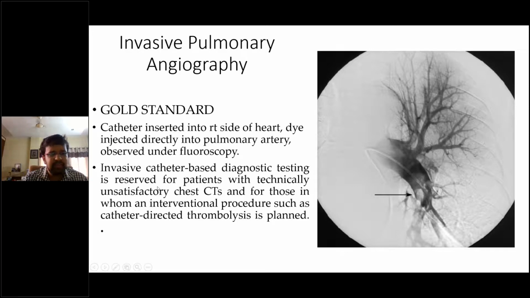Basically कब करते हैं? It is reserved for patients with technically unsatisfactory chest CTs or for those patients in which an interventional procedure has been planned, and वो करते करते you can always do an invasive pulmonary angiography. ठीक है. तो इसमें embolus दिख जाता है. ठीक है. So coming to differential diagnosis.